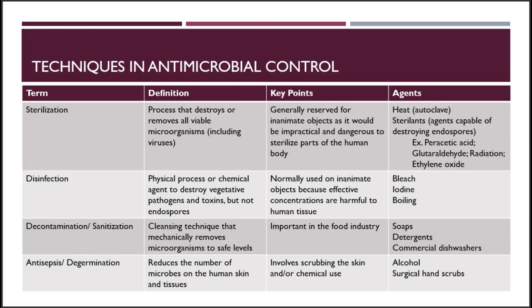And then finally, antisepsis, also degermination, reduces the number of microbes on the human skin and tissues. So this final process is really the only process that is appropriate for the human body. It involves scrubbing the skin and sometimes use of chemicals like alcohol or surgical hand scrubs, those kinds of things.